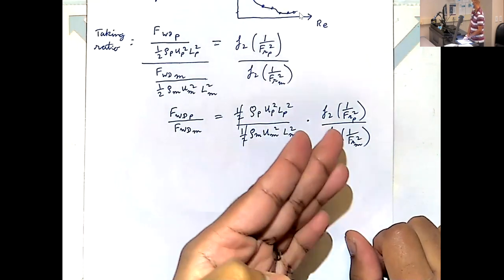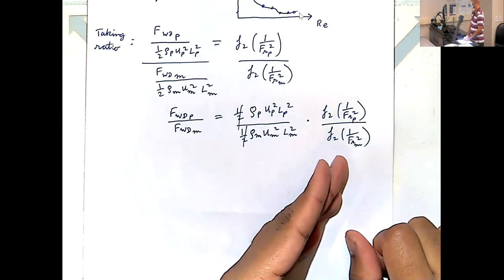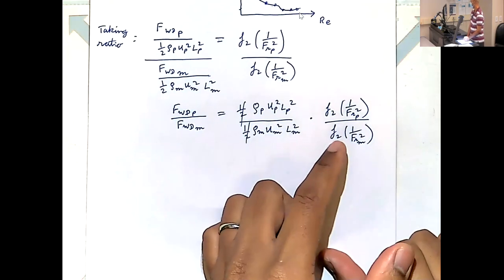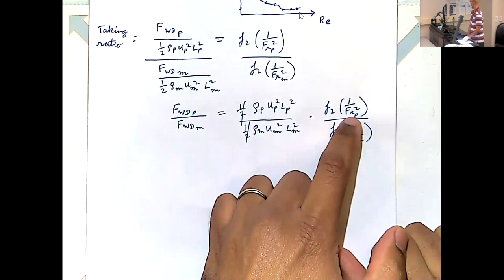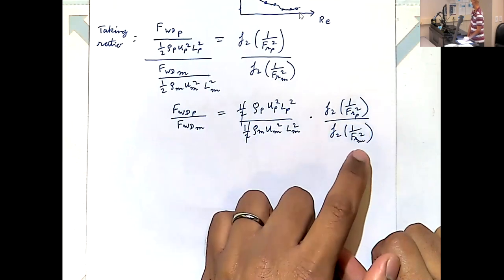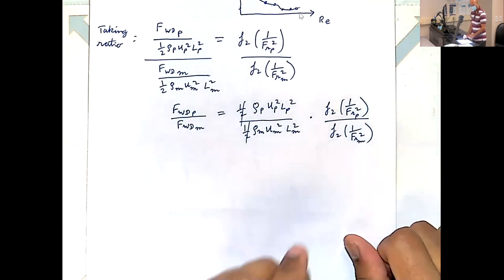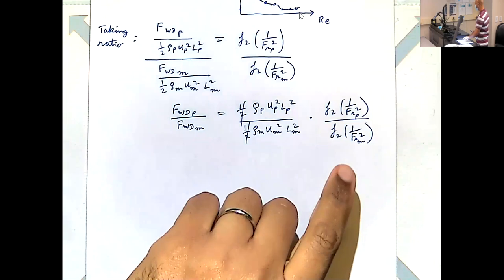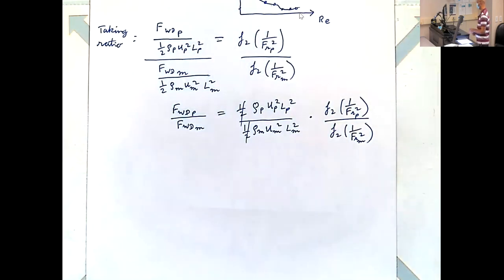If you do, it expands the things you can explore. But if you don't, what you should realize is, look at this. What if you run your model and the prototype at the same Froude number? What happens? What happens if you run the model and the prototype at the same Froude number? When I say that, does it make sense to you? What does running at the same Froude number mean?